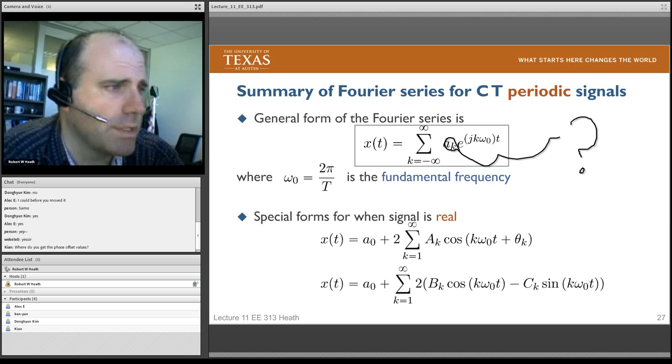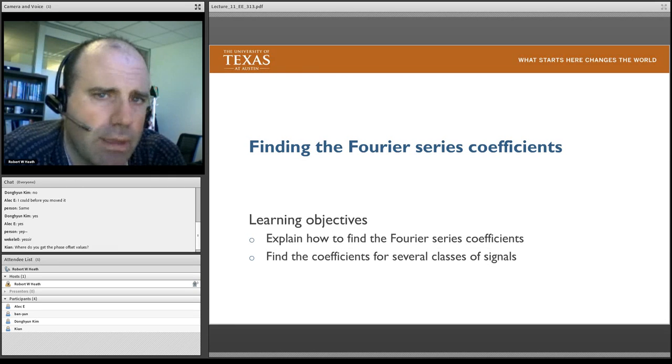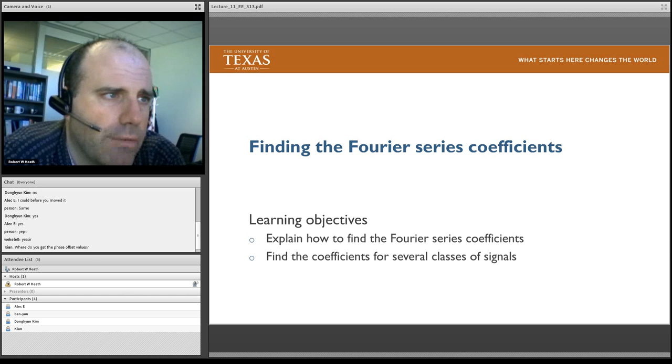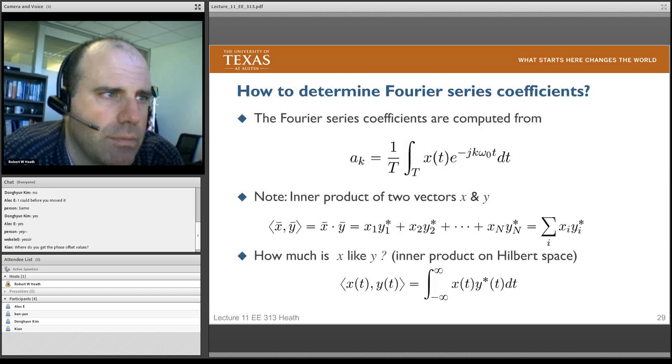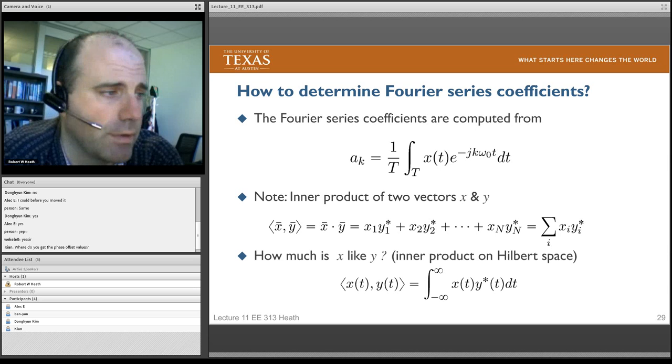Now, of course, the one thing that we're missing here is where do we get the AK? Where does this coefficient come from? I mean, I just sort of assumed it was given, but how do we get it? That's the subject of the last part of the lecture, which is finding the Fourier series coefficients. So you should be able to find these coefficients and explain how you find them.